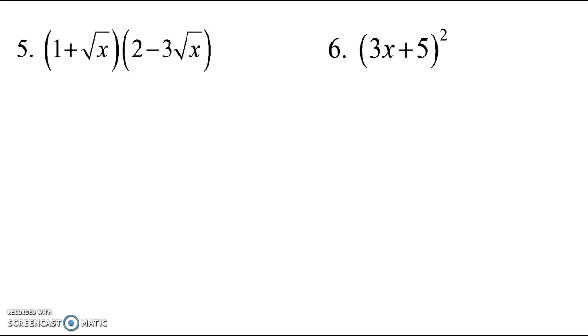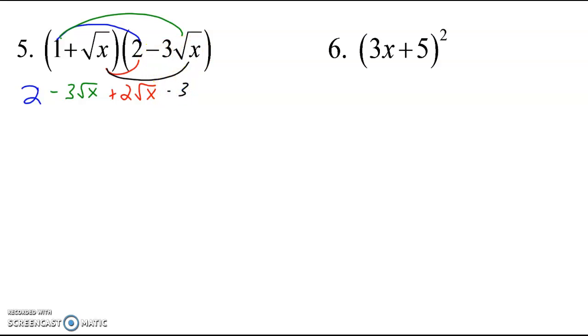All right, more practice with multiplying here. So again, you can use that FOIL, or you can just think about taking 1 times everything from the other set and then take square root of x times everything. So if we do the first, 1 times 2 would just be 2. Then we're going to go to outside. 1 times -3 times square root of x. So minus 3 times square root of x. Then inside, plus 2 times square root of x. And then last. So square root of x times negative 3 square root of x, minus 3 square root of x times square root of x.